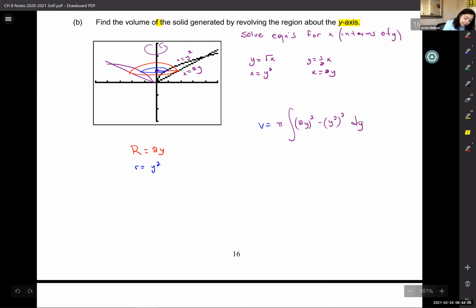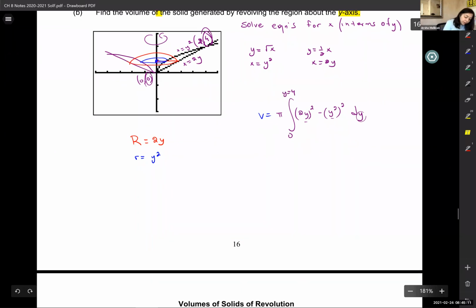And then, since it's y, my limits are also the y-coordinates, so it goes from 0 to 4. And when you integrate, the volume this time is 64. Oh, but I thought... Oh, 4, 2, I thought. Sorry, yes, I messed that up. It goes from 0 to 2, the y value, which is 2. Thank you. So this time the volume is 64 pi over 15.